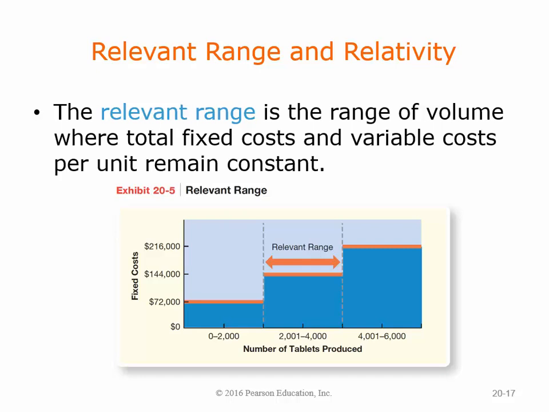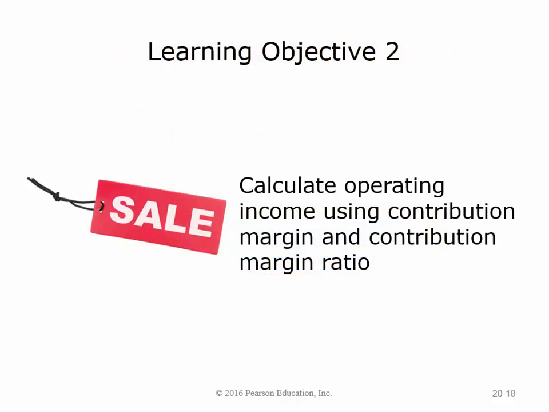So this won't really come up in the homework. You just have to recognize that you can't always assume something to be true. You still need to test it as your volume grows and say, are the same cost behaviors occurring here, or could they be different, okay? All right, so let's move on to the next one.